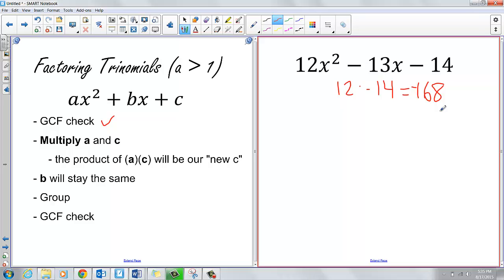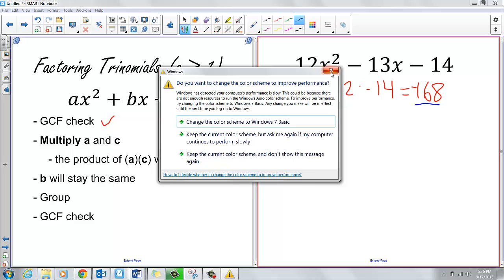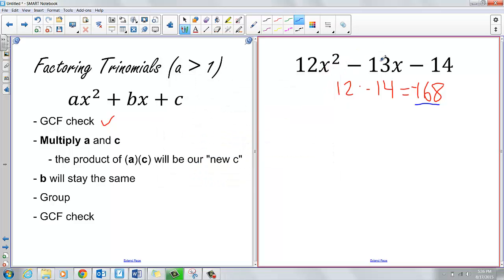And as we know from class and from the previous video, that c is the value we are multiplying to. So our new c is negative 168. So we are now multiplying to this number. And b stays the same. So we are still adding to this number here, negative 13. We want to bring down these two terms. So we can just go ahead and bring down our first term and our last term, because those are going to be consistent.